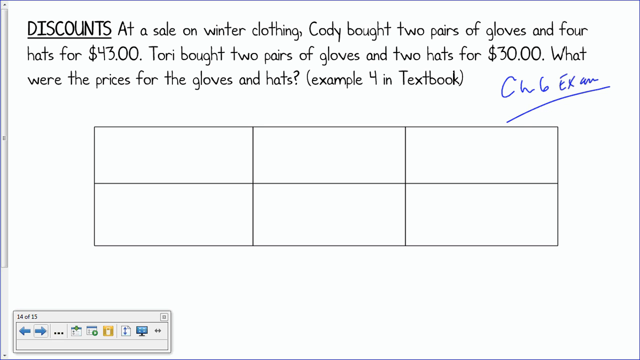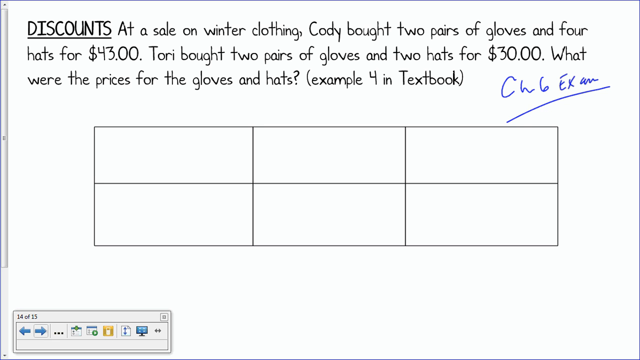Okay, everybody with me? At a sale on winter clothing, Cody bought 2 pairs of gloves and 4 hats at $43. Corey bought, what are the 2 scenarios? What are the 2 events that are happening? A sale on winter clothing. He bought gloves and a hat. Who else bought gloves and hats? Corey.